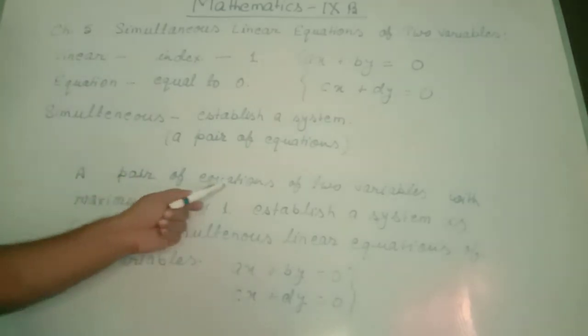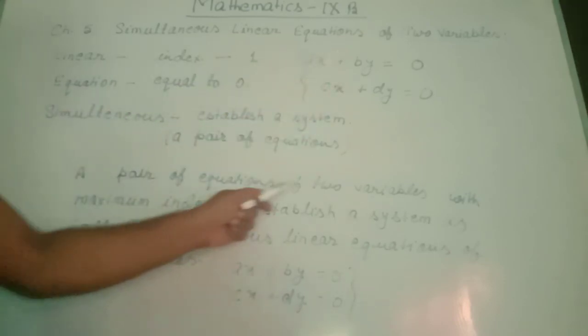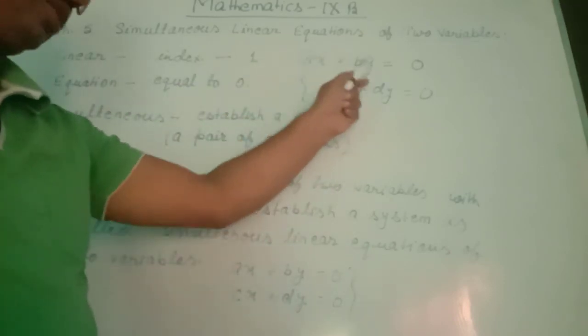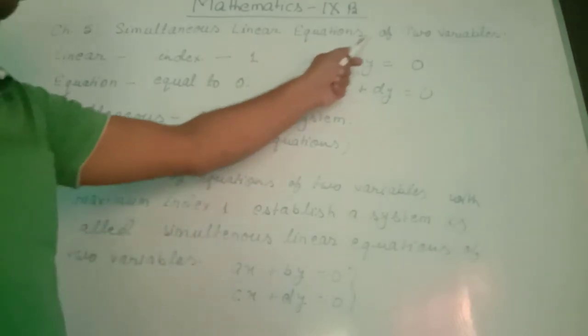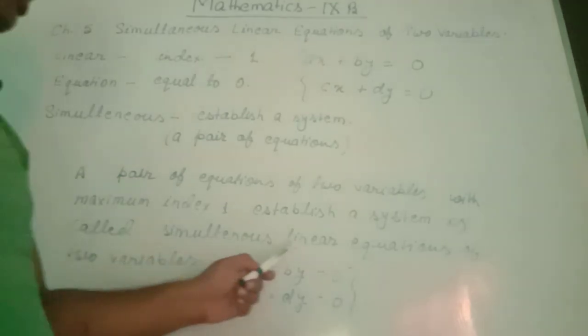A pair of equations of two variables, x and y, with maximum index 1, here the maximum power of these variables is 1, establish a system. Which system? Means if we keep the values of x and y in the given equations, then that will be equal to 0. This is called the simultaneous linear equations of two variables.